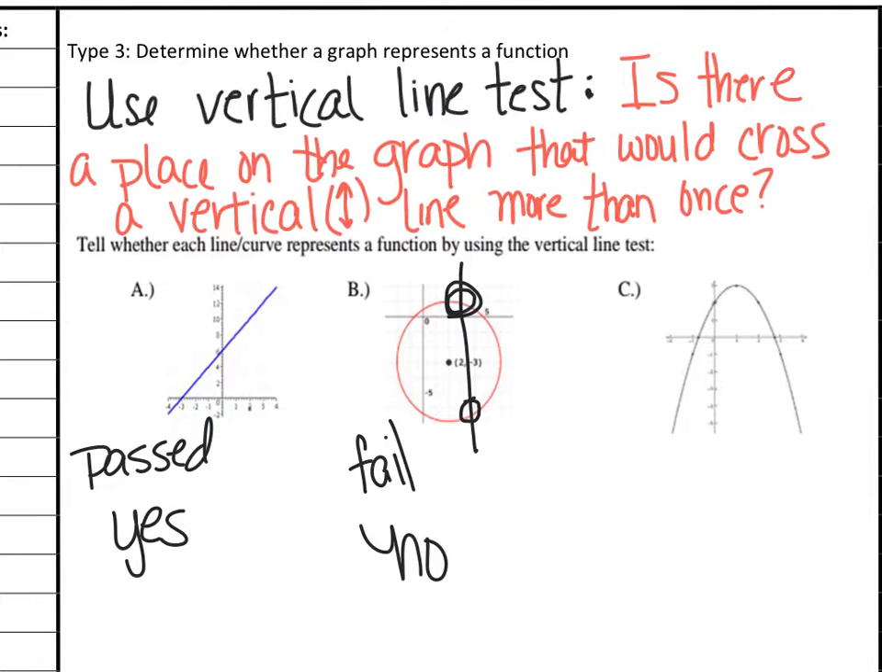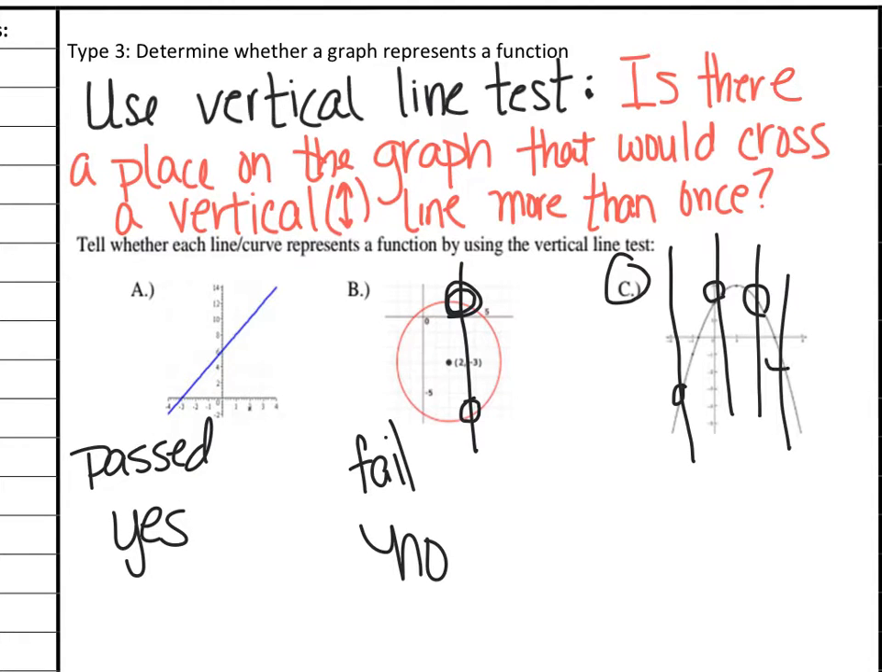All right, now down here on C, okay, if I draw the line here, I hit it once. If I happen to draw the line over here, I hit it once. If I draw the line here, I hit it once. Draw the line here, hit it once. All right, so you don't need to draw multiple lines, but it matters that no matter where you draw that line, you'll only hit the graph once. So this is a pass of the vertical line test.